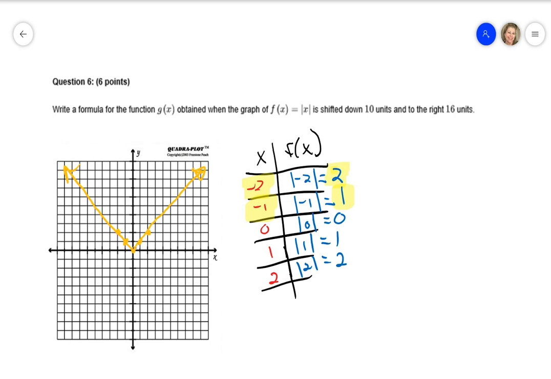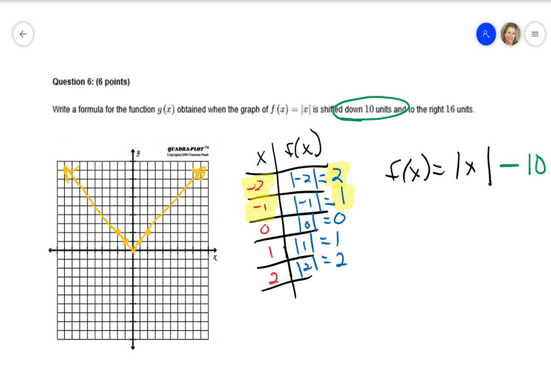Now, they want you to shift it down 10 units and then to the right 16. Whenever you're shifting up or down, that's going to change the equation. You're going to have f of x is equal to the absolute value of x, and if it's going to get shifted down, it's going to take the entire function down by 10 units. If it had said shift it up 10 units, I would have put a plus 10. Now, that makes sense. Down would be negative, up would be positive.